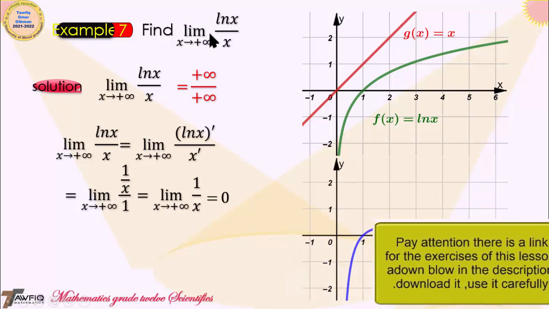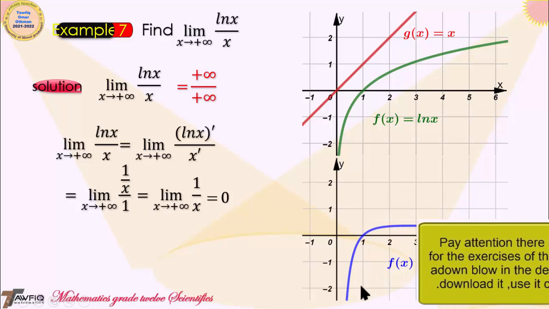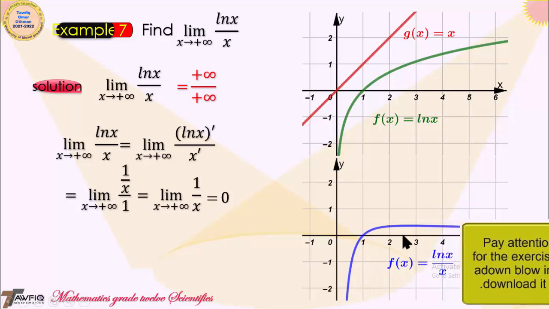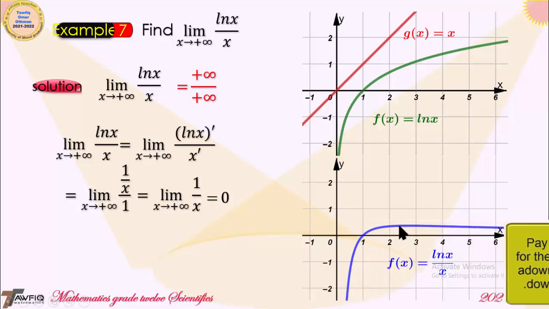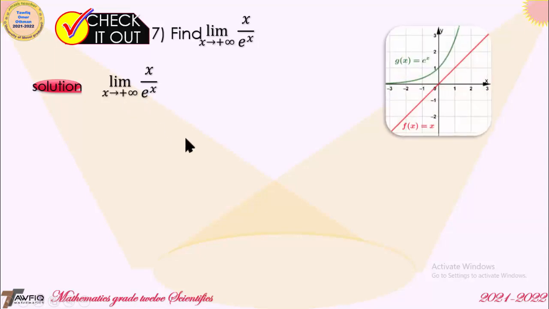As you can see, the function ln x over x, when x goes to the positive infinity, the function approaches 0. Check it out. Example 7. Find the limit when x approaches positive infinity of x over e to the power x. Limit when x approaches positive infinity, x over e to the power x.